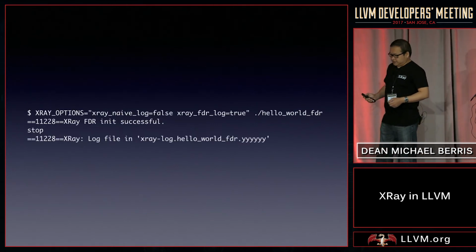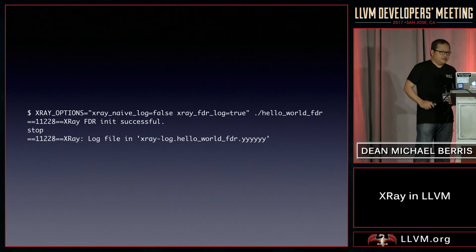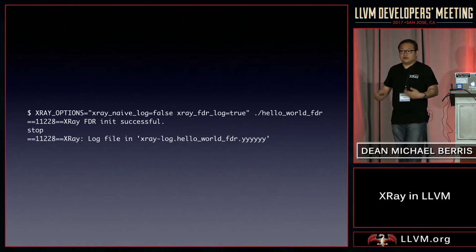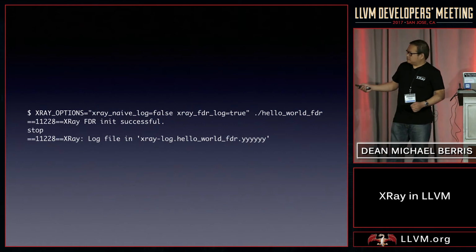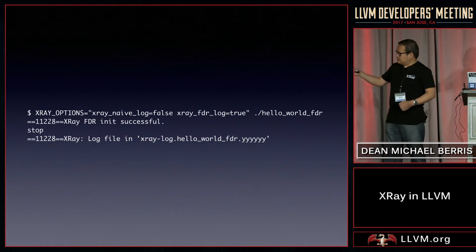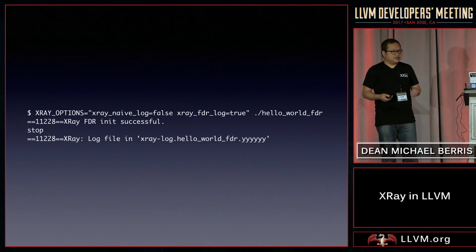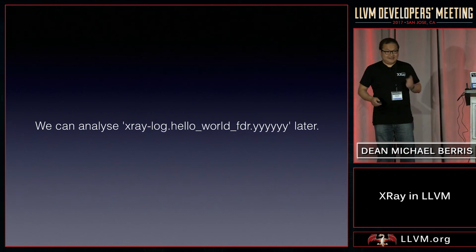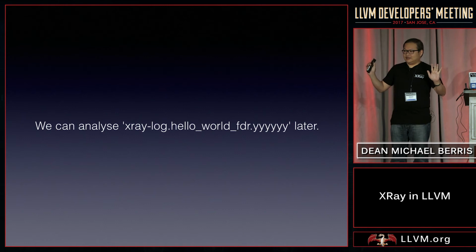All right, so when you run this, you need to turn on FDR mode. You need to turn off naive log, and you don't need to patch pre-main because we're actively patching in the main thread. All right, okay. So environment variables are set. We run it. We enter something in the command line, and then that stops the process. Okay. We're going to analyze that later. Okay, cool. So far, yeah?